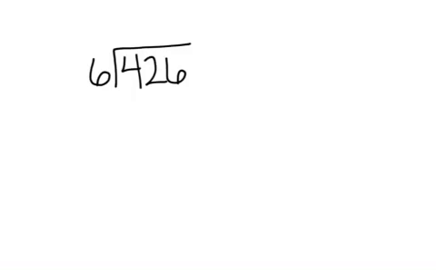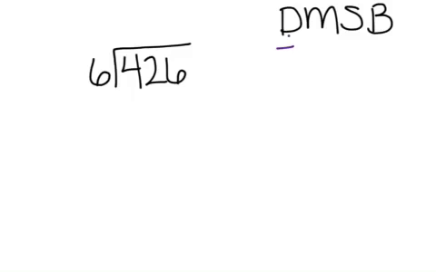First, we're going to write down our acronym. Next, we're going to write down the symbols of what the letters represent. Divide, multiply, subtract, bring down. First, we're going to divide. We're going to start with our first digit of our dividend.